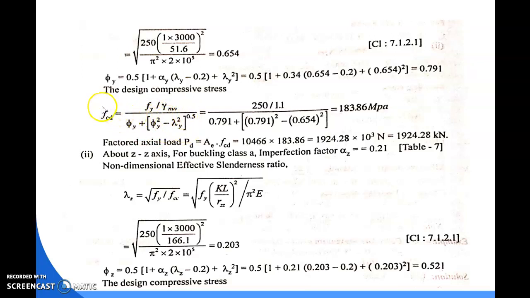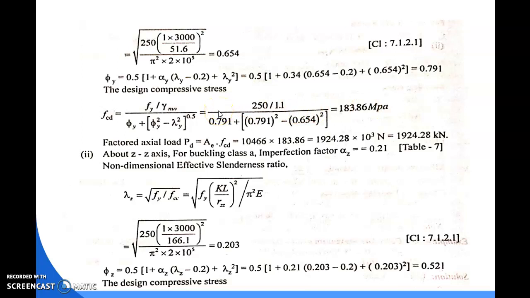So we can calculate the FCD value by putting the values of Fy, gamma m0, phi and lambda. By putting the values of all these things, the value of FCD is coming out as 183.86 Newton per mm square, or megapascal.